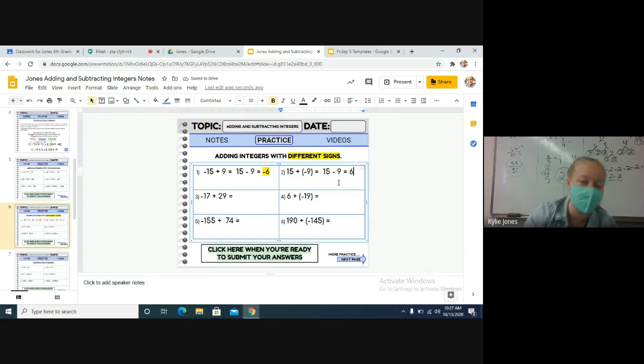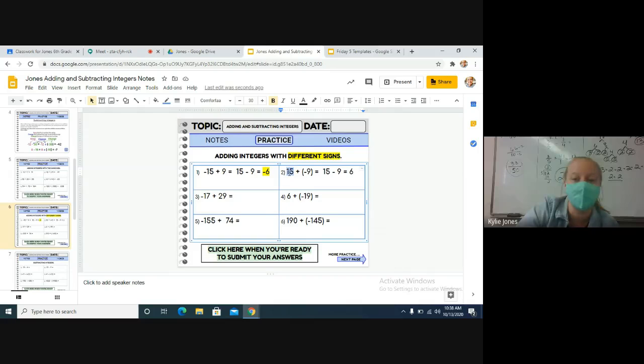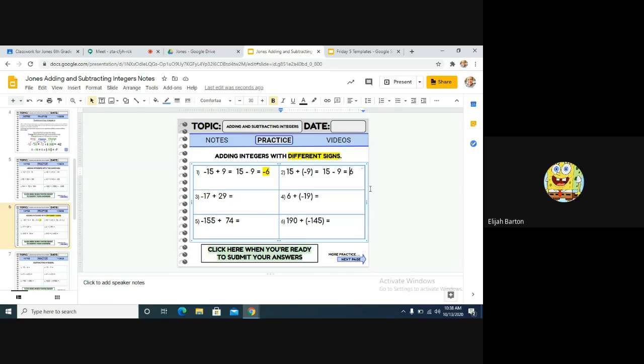Now we need to look at our two numbers. 15 was the bigger one. 15 is greater than 9. Is 15 negative or positive? Neither. Well, because it doesn't have a sign, it must be positive. Yep, so it's a positive 15, which means our answer is going to stay a positive 6.